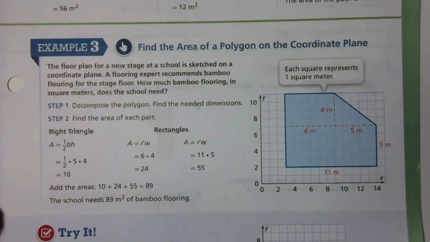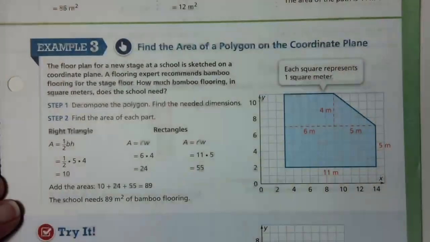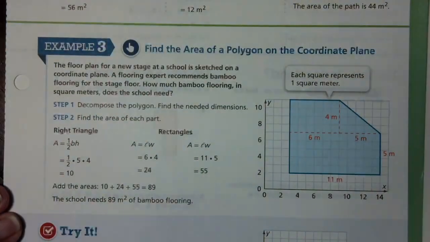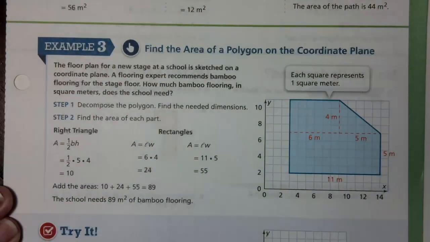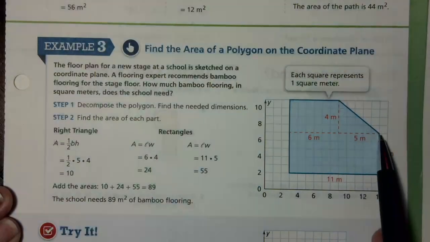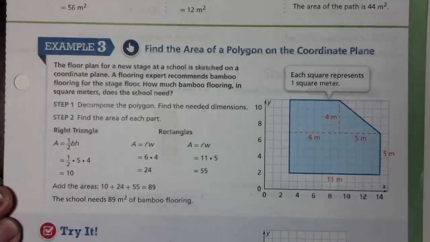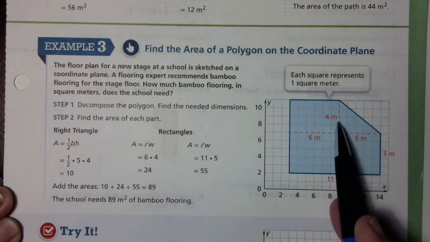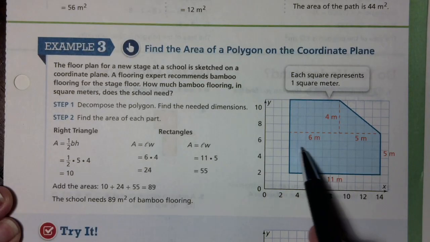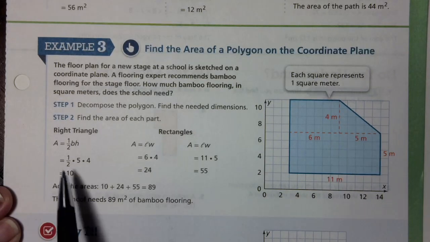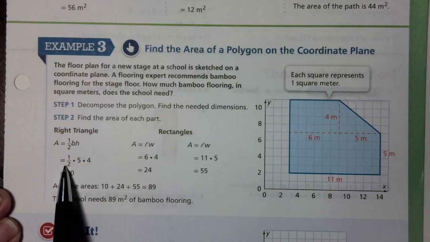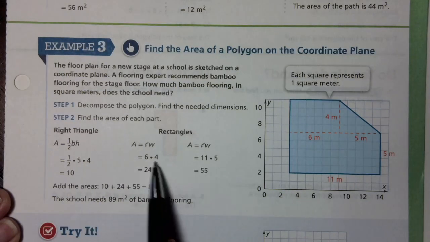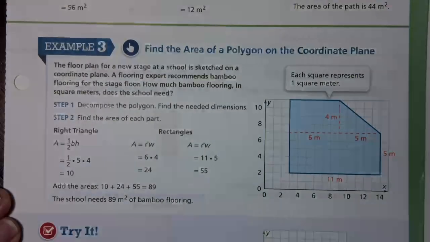All right, let's go to example 3. Find the area of the polygon. Let's see what they did here. Well, because this one corner is chopped off, they decided to make that a triangle. So I've got a rectangle here, and I got a rectangle here, and I got a triangle here. So here's the right triangle, 1/2 base times the height, a base times the height, the base times the height, and they added it all together.